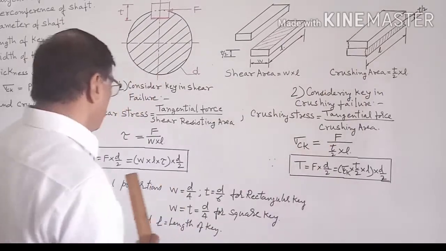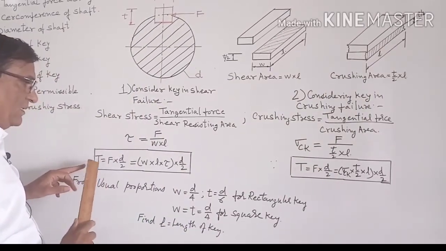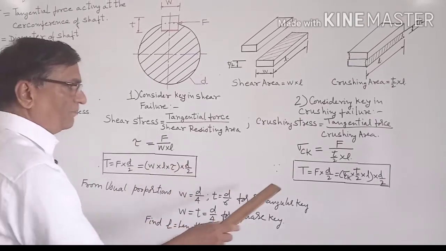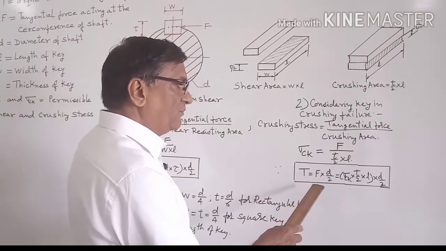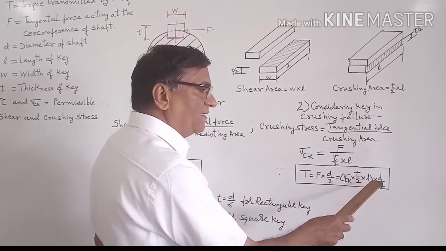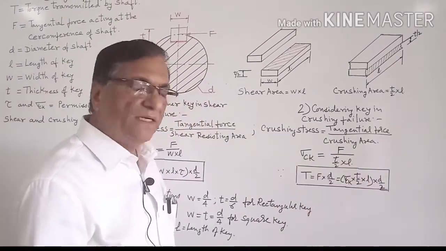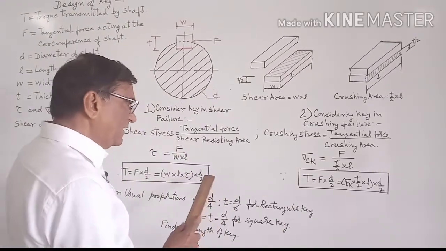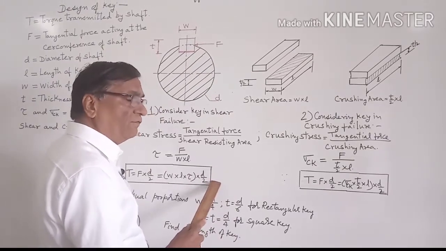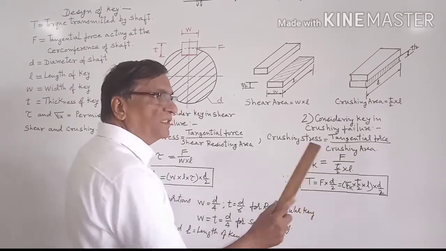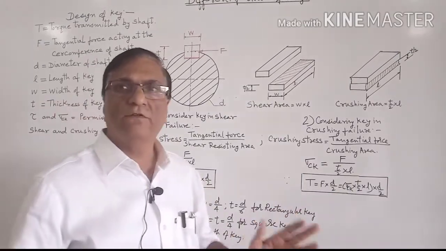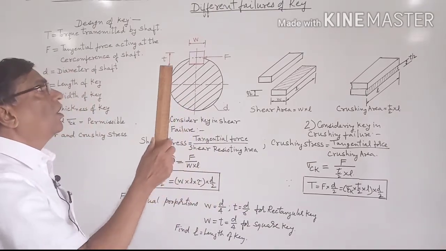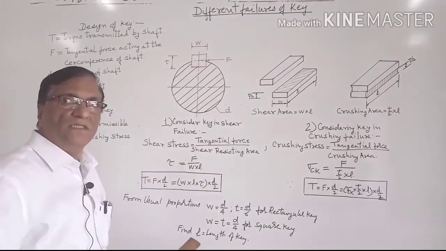of the key by this equation: T is equal to W into L into tau multiplied by D by 2, and from this equation: T is equal to sigma ck into T by 2 into L multiplied by radius, that is D by 2. Now we will have two values of L. We will get one value of L from this equation and another value from this equation, and we will consider whichever is larger. So this is the procedure of design of rectangular sunk key.